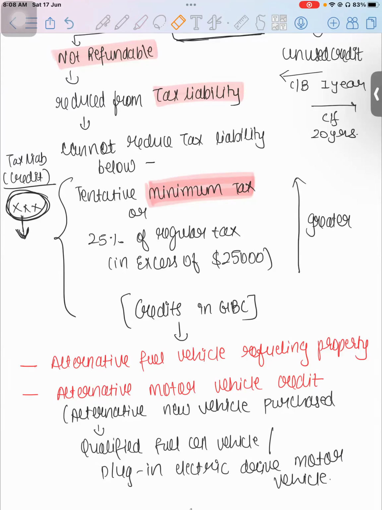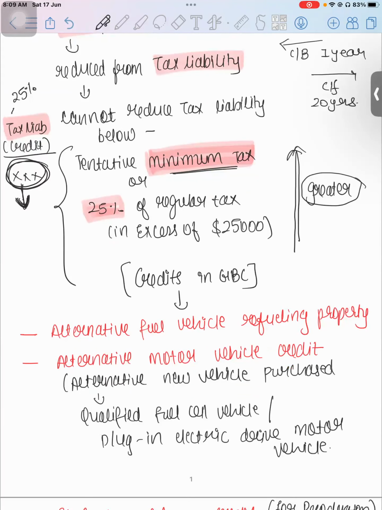So tentative minimum tax, or 25% of your regular tax. So whatever is your tax liability, okay, take 25% of it, or take the tentative minimum tax, whichever is greater. Below this amount, the tax liability cannot be reduced. Means maximum credit. Can I say that the maximum credit which you can avail is limited up to the greater of these? Like you cannot reduce the remaining amount over and above this. Got it, guys? Any confusion in this? It's simple. Like how much is the maximum credit you can avail?